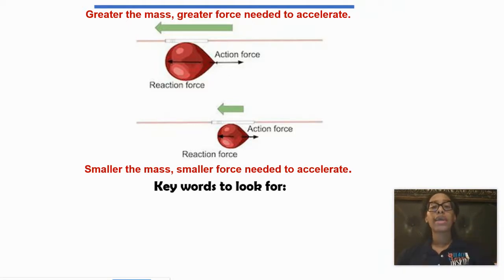Okay, if you look at the top balloon, it has a greater mass. Therefore, I need to blow it up a lot more. That is the source of the force for this one in order for it to accelerate. And on the bottom one, it has a smaller mass, so it doesn't take as much force to accelerate. So the more mass it has, the greater the force needed. And the less mass that it has, the smaller the force needed.